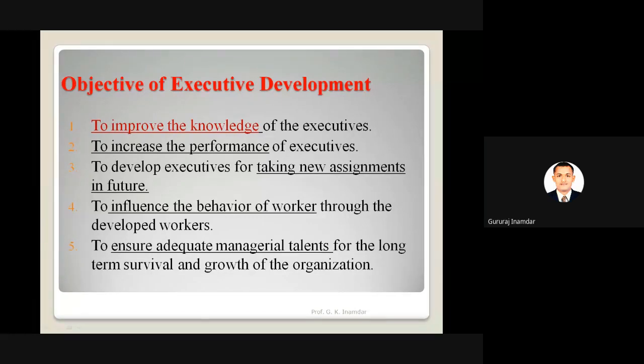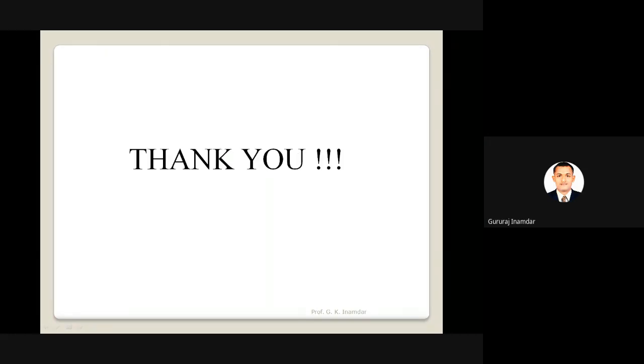superior survival and growth of the organization. Definitely overall survival or whatever the growth of the organization depends on that development or training. So this is nothing but development of employees due to the training program. Is it right? So I think this is the last point.